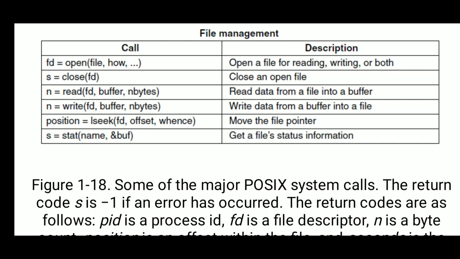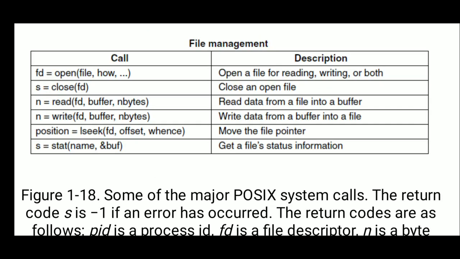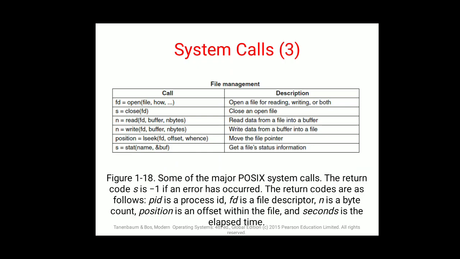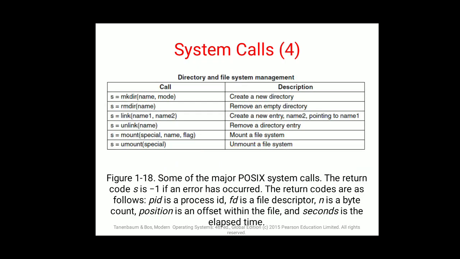The next is s = stat, that is the status. It gets the file status information: when it was created, where it is saved, and how many KB of data are inside it. All this file status information is provided by the function called stat. After file management, there are directory and file system management system calls.